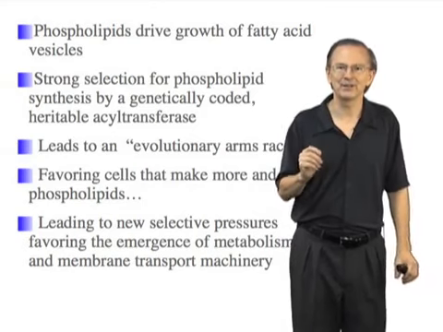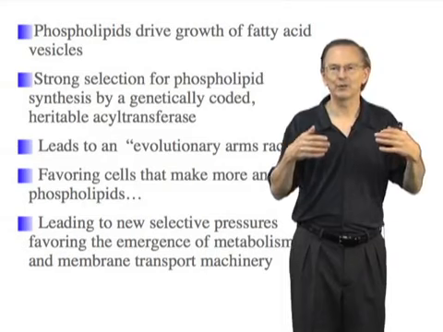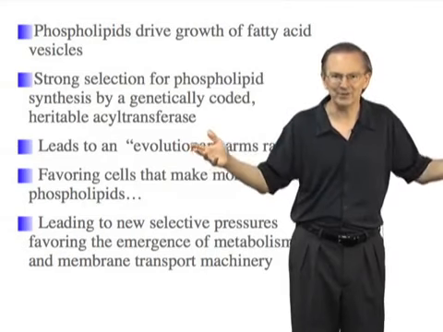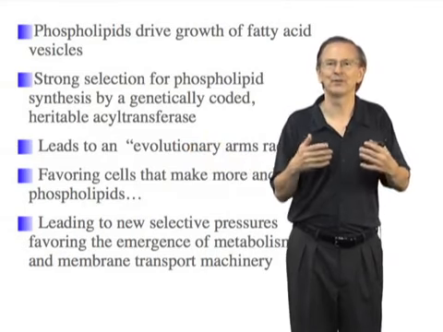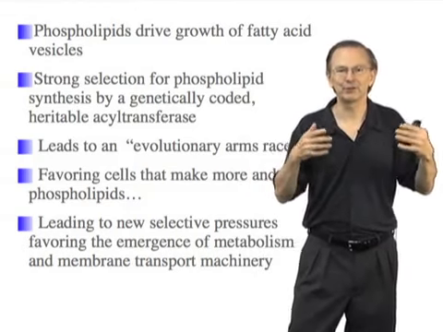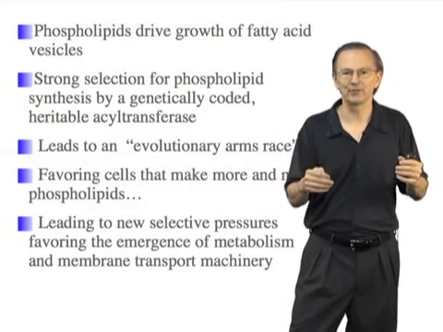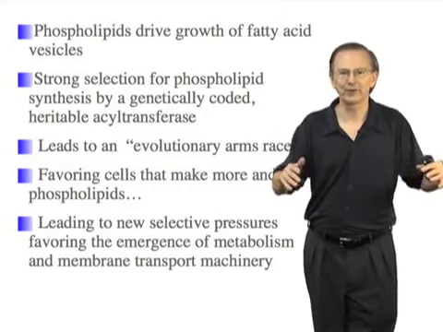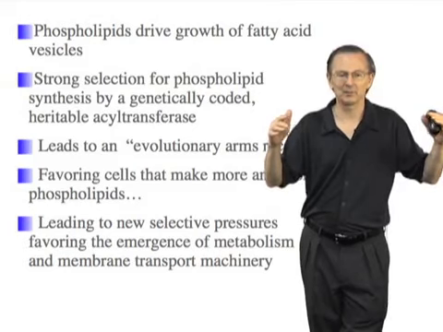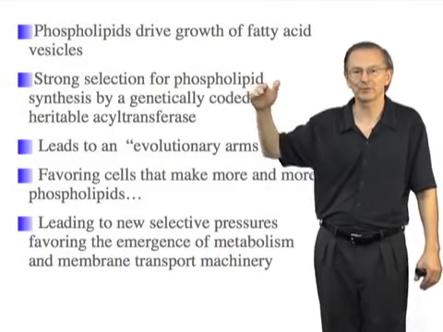But that would lead to an evolutionary arms race, because now, in order to grow by eating your neighbors, you have to make more phospholipids than they do. Okay, so there would be an evolutionary race to make more and more and more phospholipids. And so now the phospholipid abundance in the membrane would start to increase. You'd have more and more phospholipids.